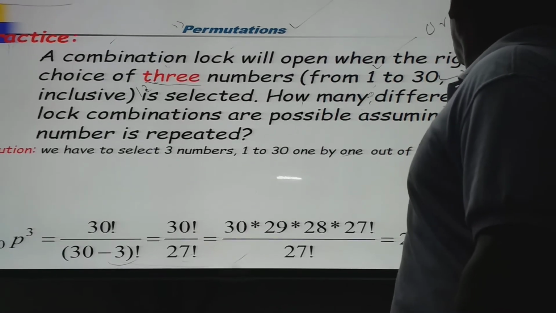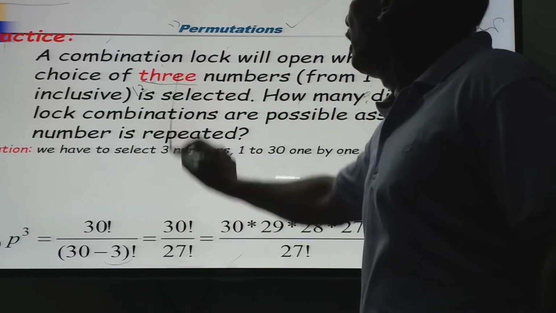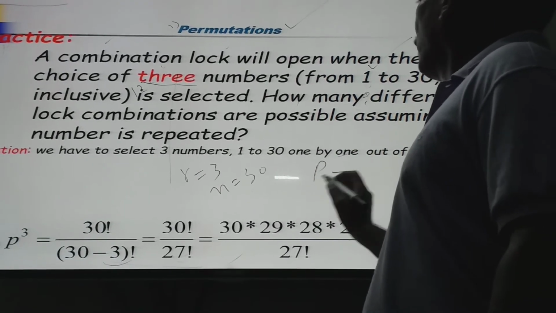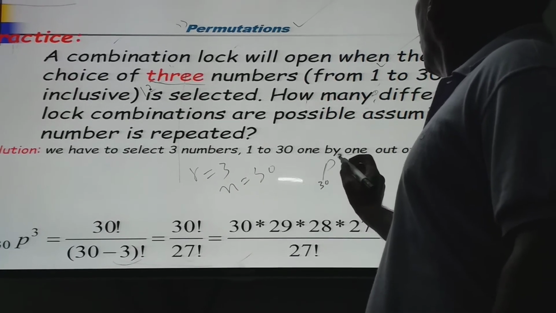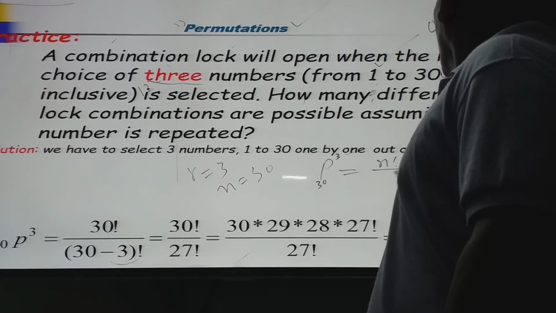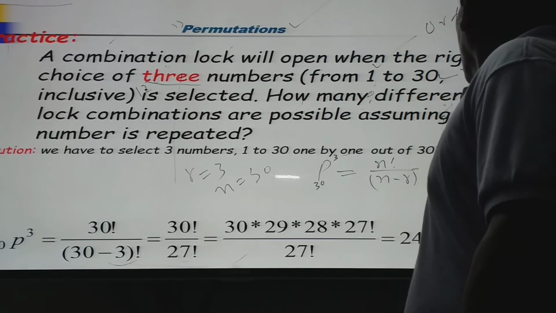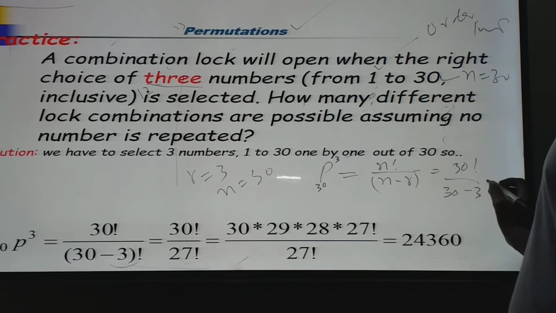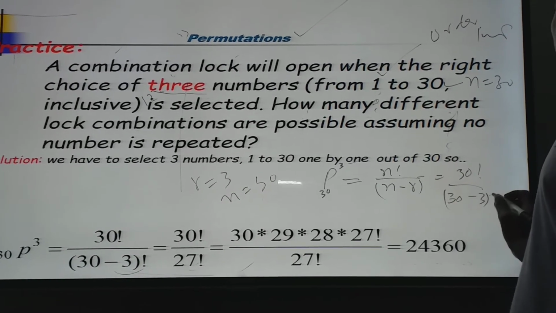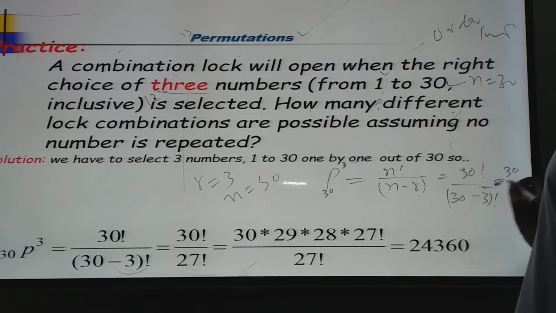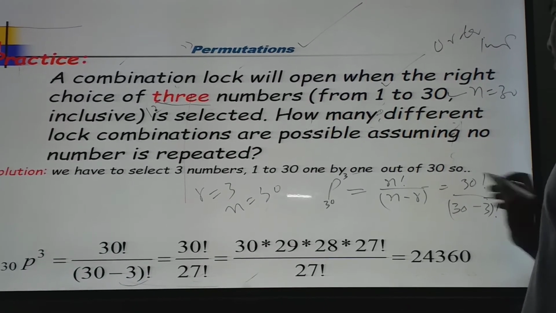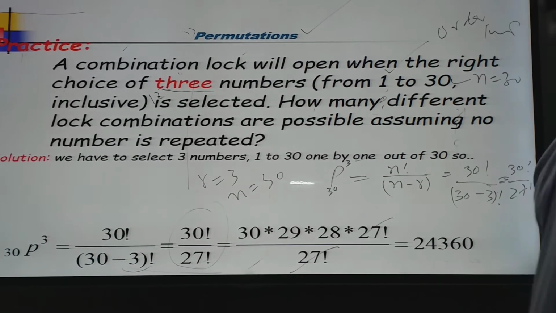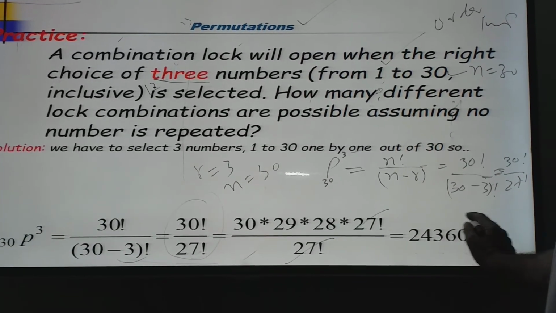N is equal to the total number, 30. R is equal to 3. Now the permutation formula: to choose 3 out of 30, it is n factorial upon n minus r factorial. N factorial means 30 factorial, 30 minus r, which is 3, factorial. So here it is 30 factorial divided by 27 factorial. You expand 30 factorial upon 27 factorial up to 27. So 27 cancels, and you get 30 into 29 into 28, which is 24360.